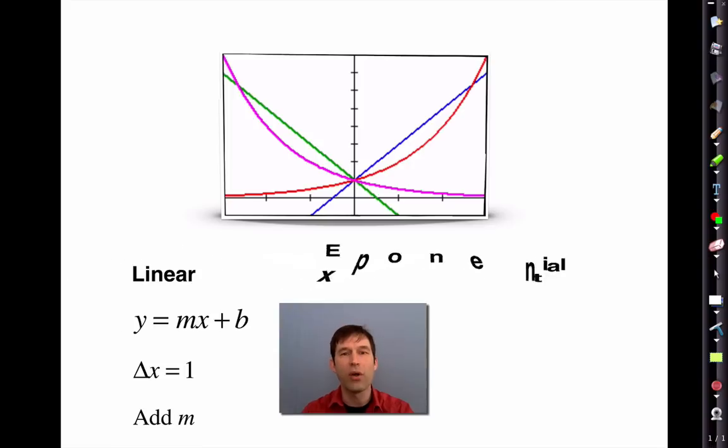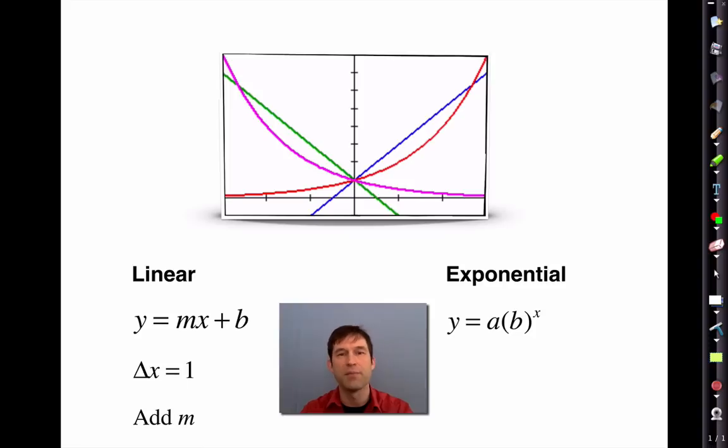Now with exponential, it's very, very similar, right? We've got this y equals a times b to the x, and I know all these formulas can kind of get crazy with the letters, but really what that means is that we start off with some value of a, an initial population, an initial amount of some type, and then for every delta x of 1, each time we go over, increase our x by 1, we multiply now by b. We don't add m, we multiply by b.